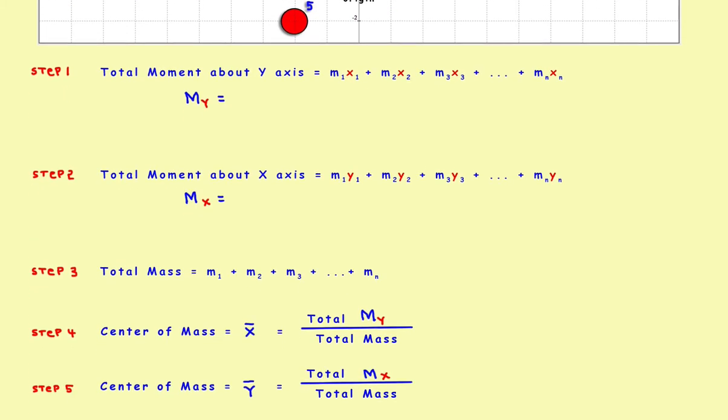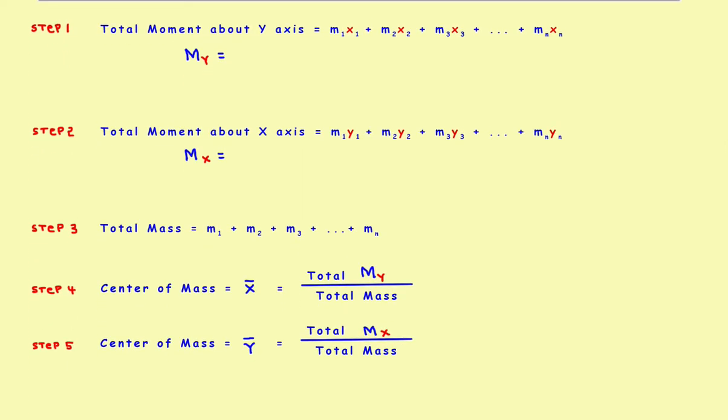So I'll scoot this down real quick, and let's take a look at the steps involved first. So in a sense, it's kind of the same thing we had before. First of all, in the first step, you're going to find the moment about the y-axis. Now, in that one-dimensional problem, you just had to worry about a single moment. In this case, you've actually got 2 moments to worry about.